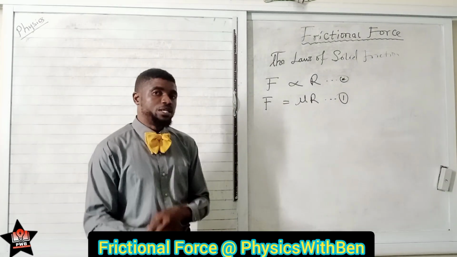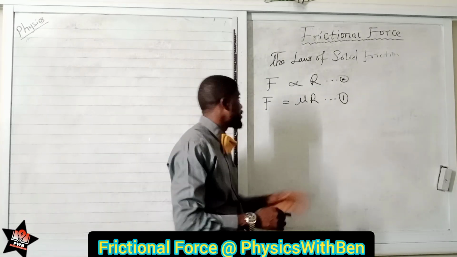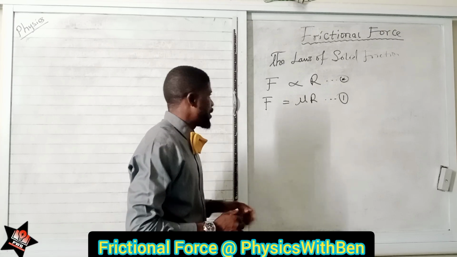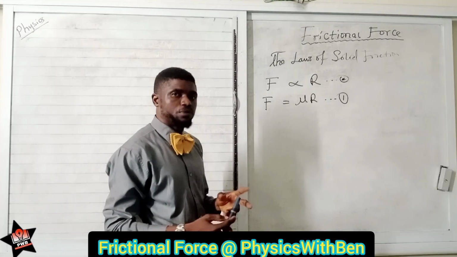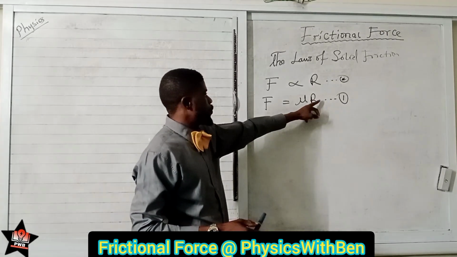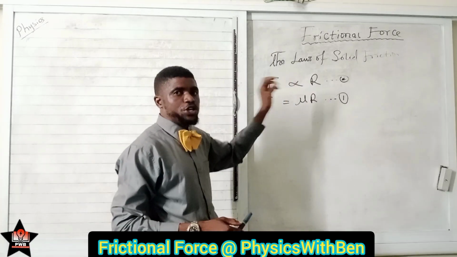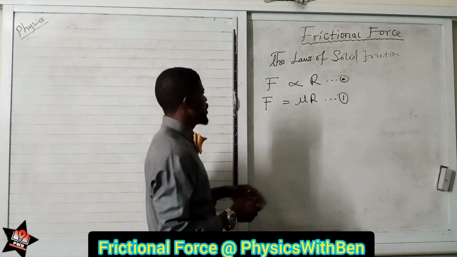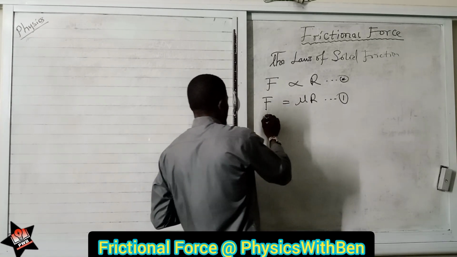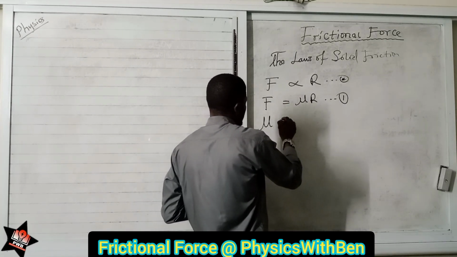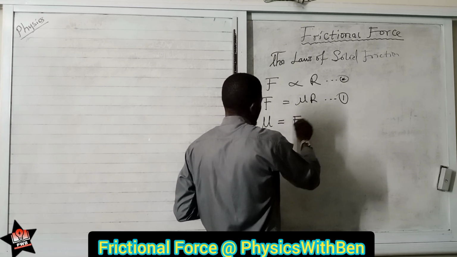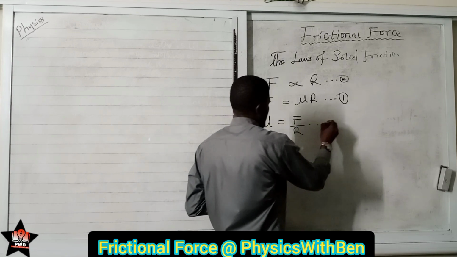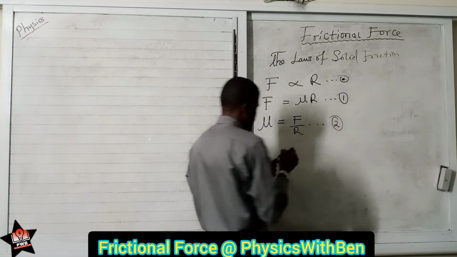It is a dimensionless quantity, while R is called the normal reaction, which is dependent on the mass of the object. It is also measured in the SI unit of Newton. So if we make mu the subject of the formula, we have a brand new equation: mu equals force over normal reaction. And we can call this our equation number 2.